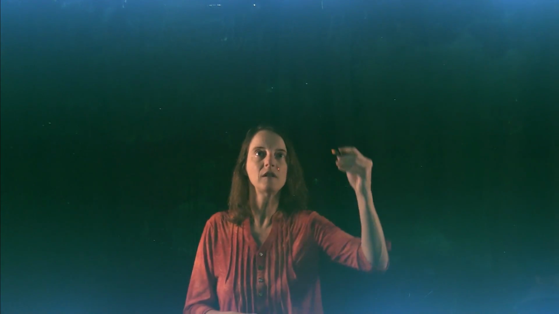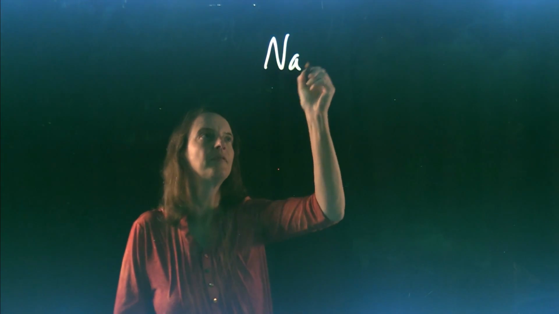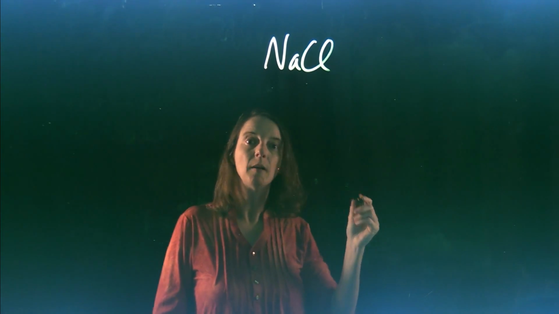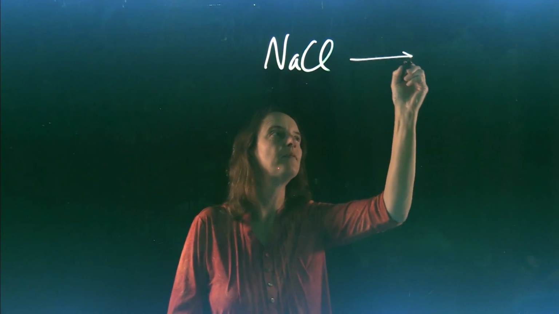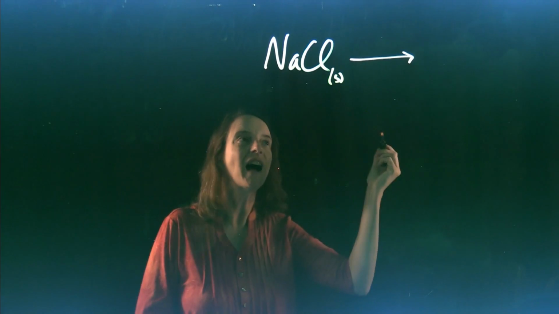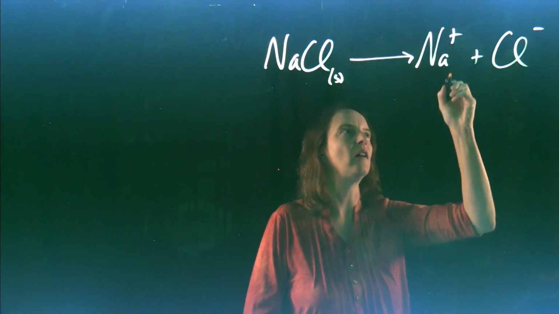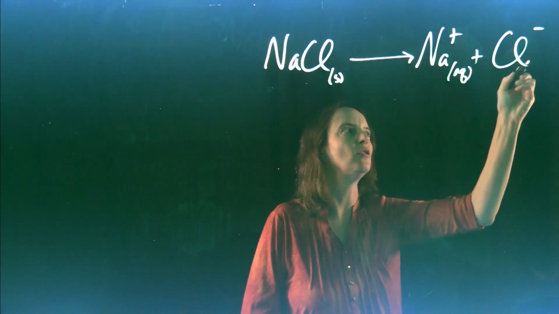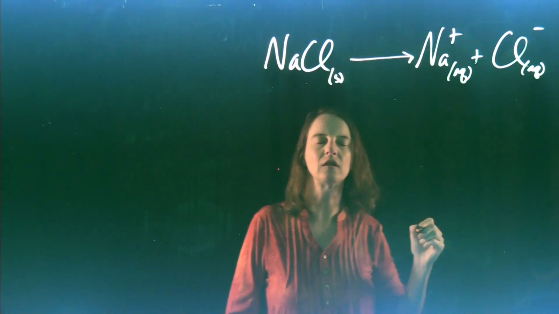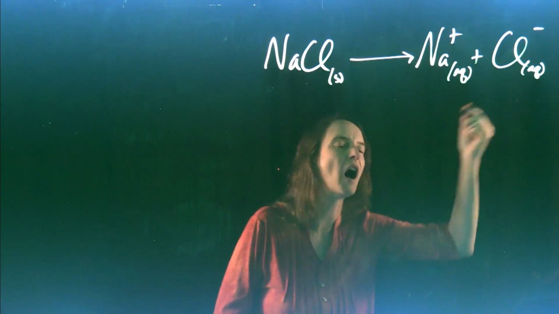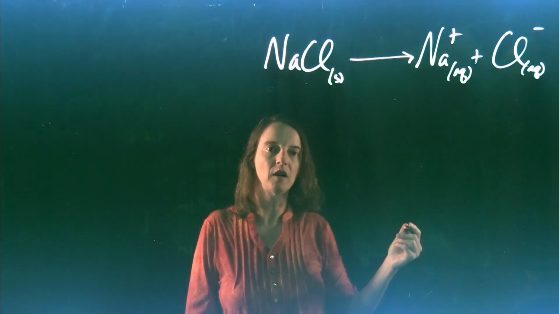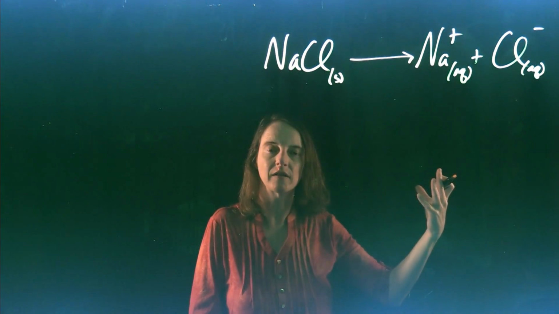For example, sodium chloride is a solid, but when you dissolve it in water, it ionizes into sodium ions and chloride ions. We use a little aq to indicate that these are dissolved in solution. The more ions we have dissolved in water, the more conductive the solution is.